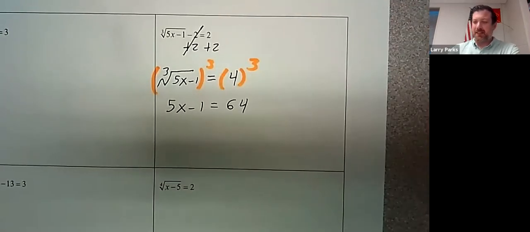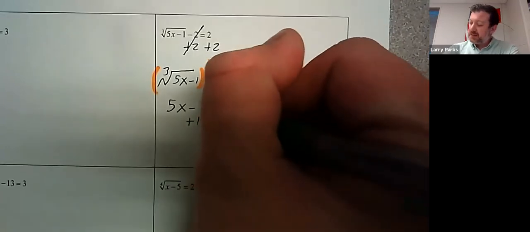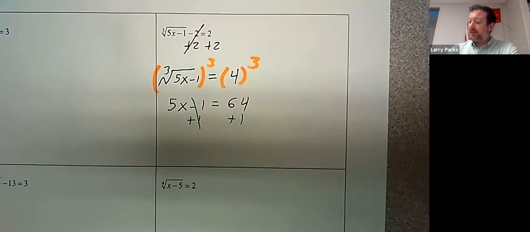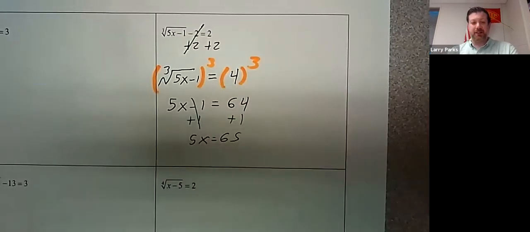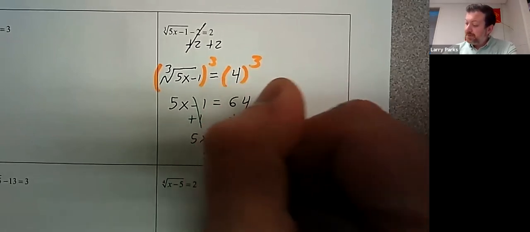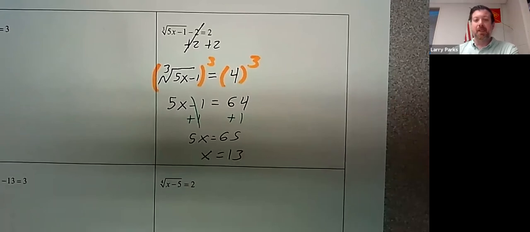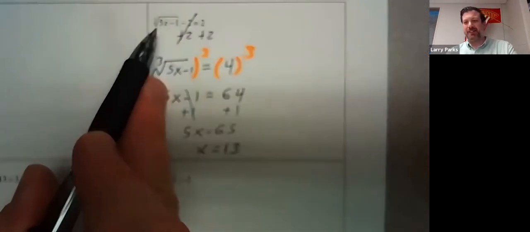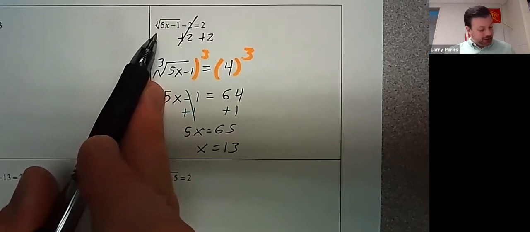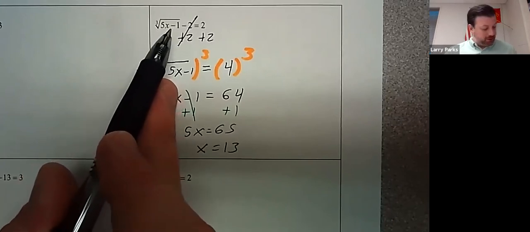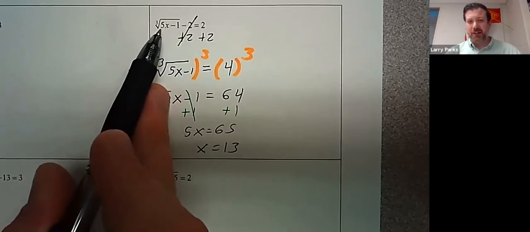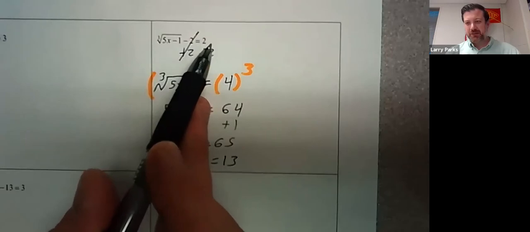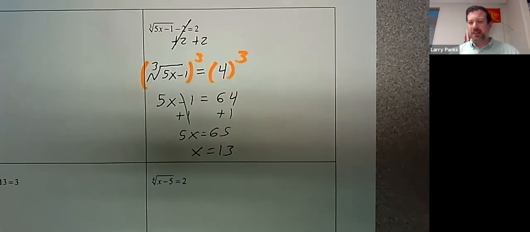Add 1 to both sides to get x by itself. We get 5x is 65. Divide 65 by 5. That's 13. Check my work. 5 times 13. I will use a calculator. 5 times 13 minus 1 is 64. The cube root of 64 is 4. And 4 minus 2 is 2. So we're good. Checking your work doesn't take any time.